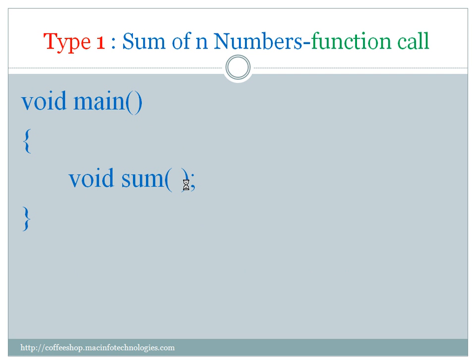So in main function we just say sum. You can see here main function is not doing anything. It's just calling the function. So the sum function is taking care of taking the input and calculating the sum of n numbers.